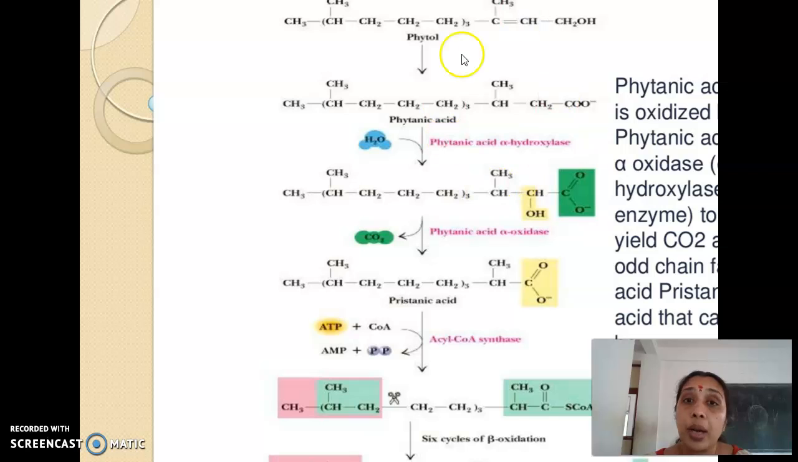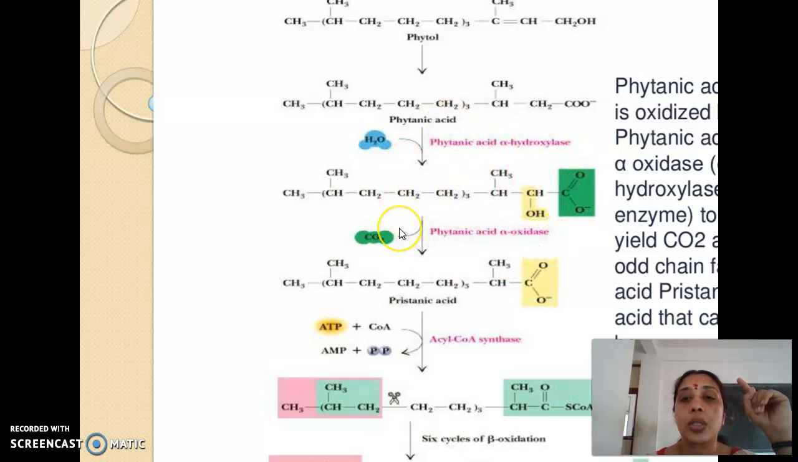You do not have to write the pathway which is written in my notes. It's something complicated, MSc level. You just write down the alpha oxidation of this particular slide. So phytol is converted into phytanic acid. Phytanic acid is converted into 2-hydroxyphytanic acid.